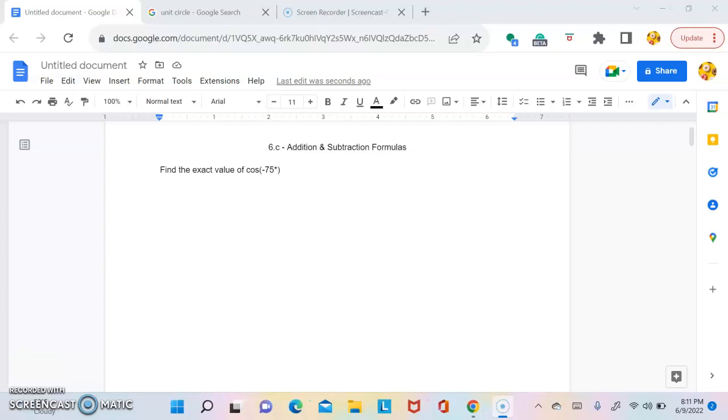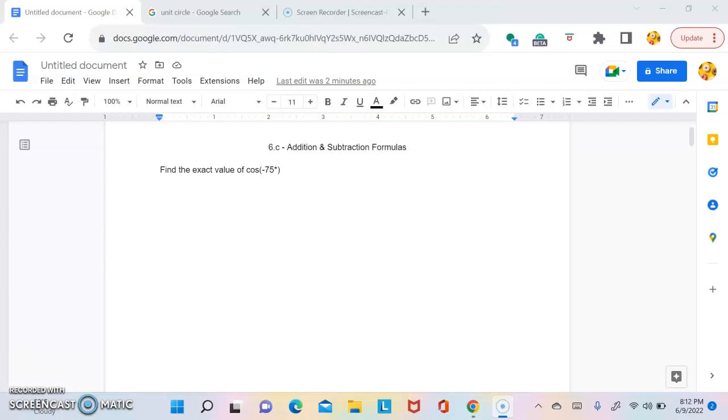So we're going to do 6C, which is addition and subtraction formulas. We're going to find the exact value of cosine of negative 75 degrees. So the first thing you want to do is look at your formula sheet. It's not on my computer, but it's next to me, and you want to find cosine.